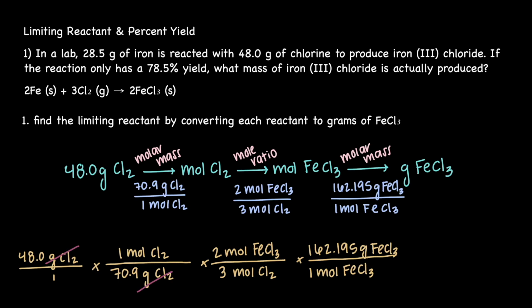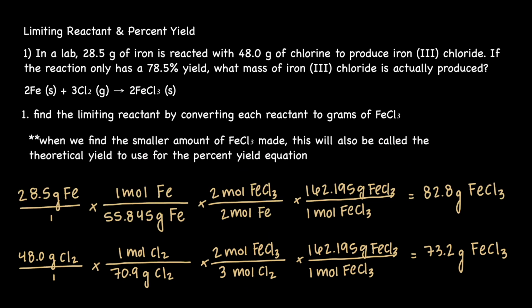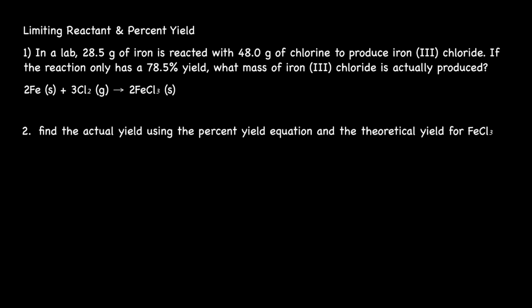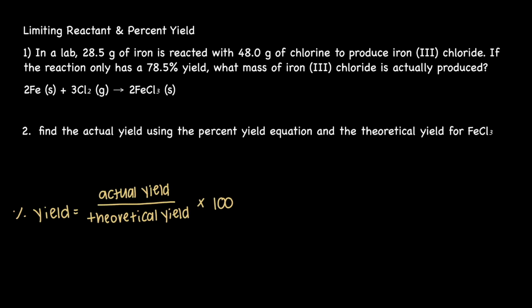Grams of chlorine cancel out, moles of chlorine cancel out, and moles of iron 3 chloride cancel out. We are left with grams of iron 3 chloride. Calculating, we get 73.2 grams of iron 3 chloride. Comparing both values found, 73.2 grams of iron 3 chloride is the smaller amount of product made. This value will be our theoretical yield, and chlorine is the limiting reactant. Next, we can find the actual yield of iron 3 chloride using the percent yield given and the percent yield equation.